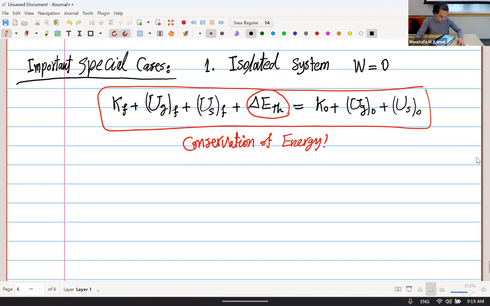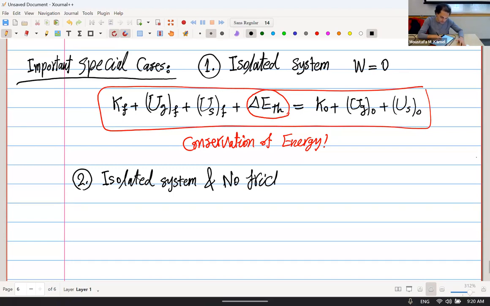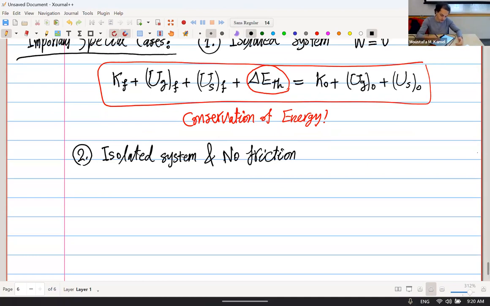Even simpler, so this was case one. Case two, isolated system and no friction. In this case, there is no change in the thermal energy. And again, there is no work done.